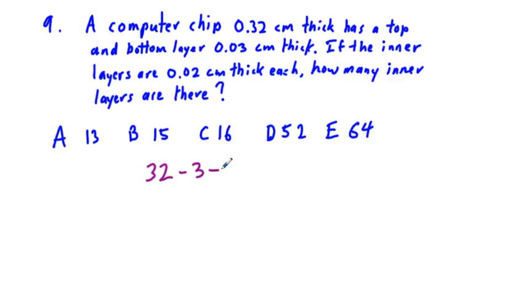And so we're going to subtract out the top layer and the bottom layer, and we have 32 minus 3 minus 3, we're going to get 26. And with that 26, we're going to divide by 2, because each one layer of the inner layers is 0.02 centimeters thick. And so we're going to end up with 13 inner layers, which is answer choice A.